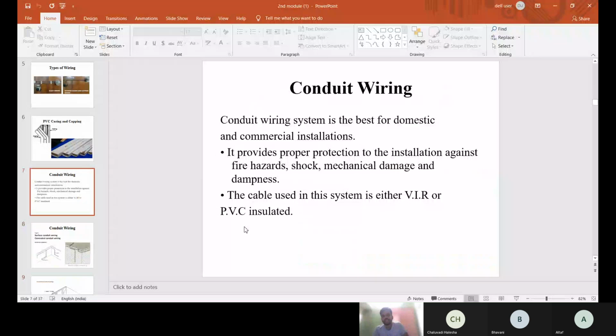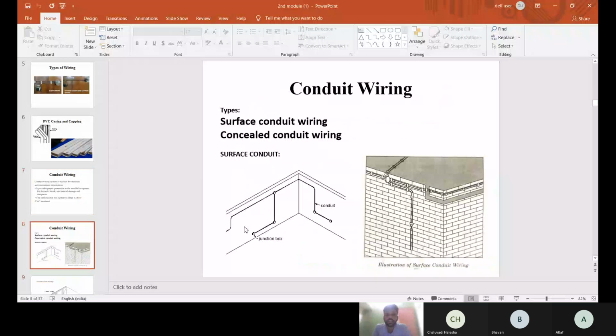As I told, there are two types of conduit wiring, that is surface conduit wiring and concealed conduit wiring. Here you can see surface conduit wiring. Normally in our day-to-day life, we can see surface conduit wiring on the outside of our homes. In villages, they get the supply from the service mains, and through conduit tubes they pass the electrical wires along the surface of the walls. There are also junction boxes, and through the conduits the electrical wires pass to the devices.